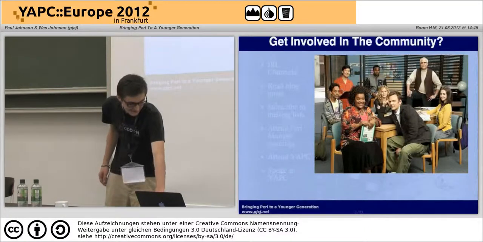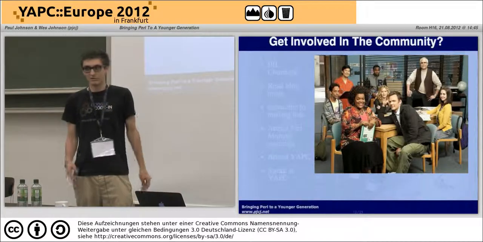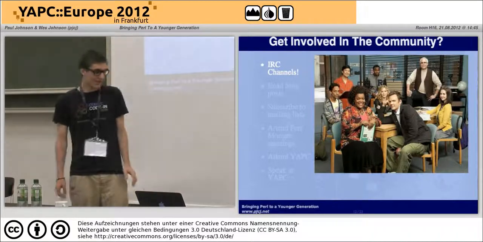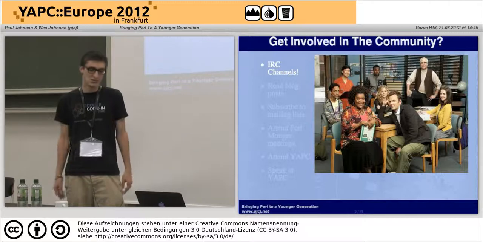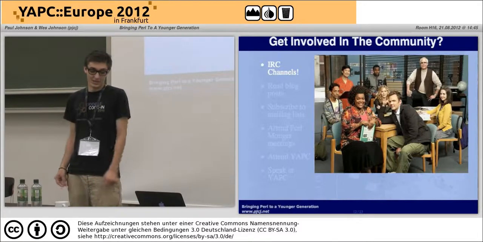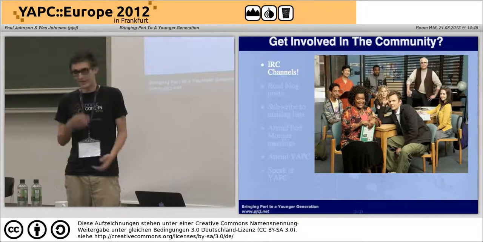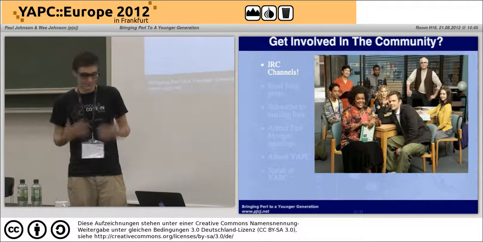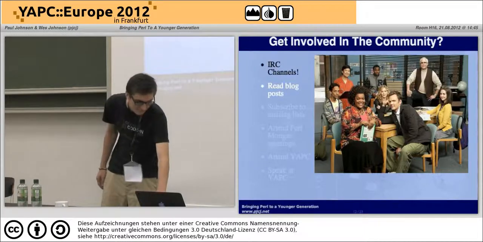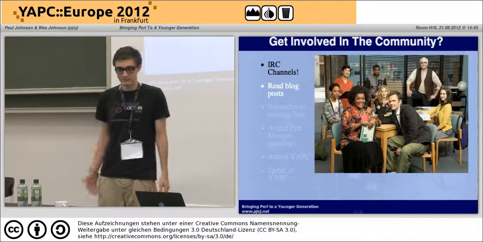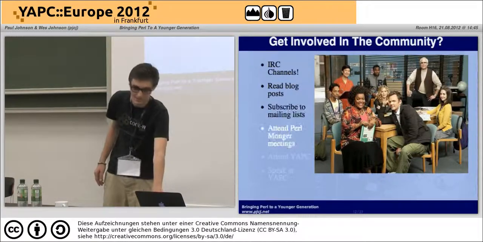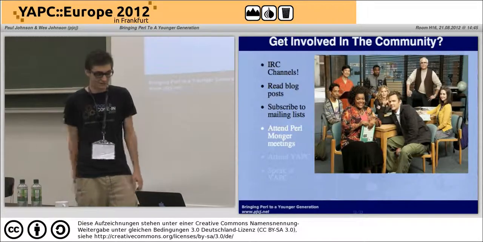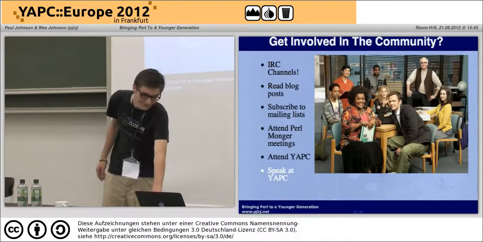So getting involved in the community. From when I did GCI 2 years ago, the most important thing for me was the IRC channels. When you get on there, you really get a feel for how big the community is and how helpful they are. I had to use IRC to get in touch with my mentors. And while you're there, you get in touch with other people who are able to help you. And maybe in the future, when you're a bit better, then you'll be able to help them too. Read blog posts and respond to them, probably. Subscribing to mailing lists is also another great way. Attend PM meetings if you're geographically able to do so. Attend YAPC or even speak at YAPC.